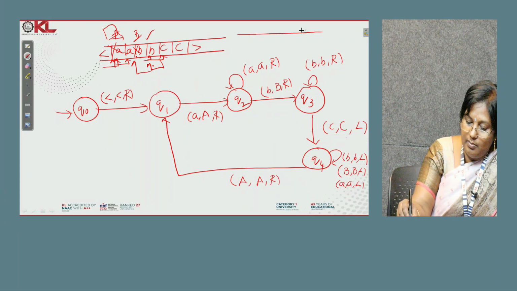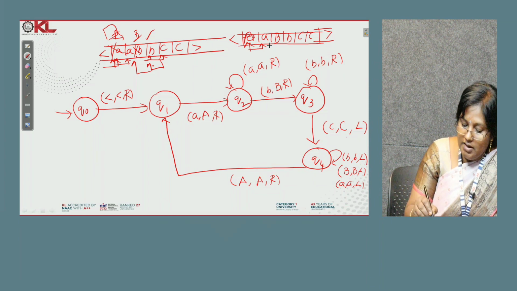Now your tape will look like this. See here, A became capital A, and small a, capital B, small b, and capital C, small c, with the left hand marker and right hand marker. Okay, now you are here. Now you have to move right. Again I found small a, and the same process will repeat.